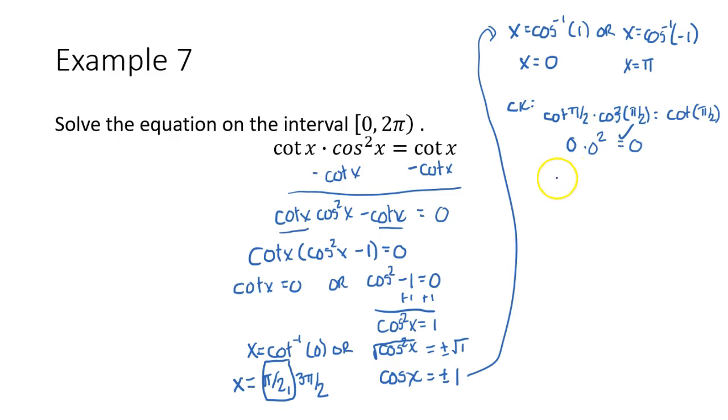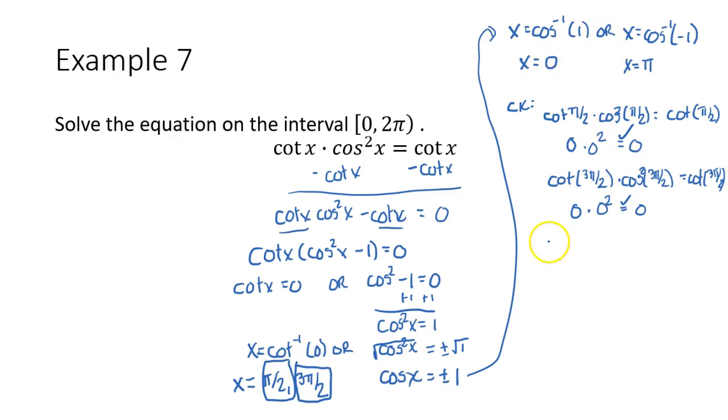Now let's check 3 pi over 2. You'll see the cotangent of 3 pi over 2 times the cosine of 3 pi over 2 should be equal to the cotangent of 3 pi over 2. The cotangent of 3 pi over 2 is 0. The cosine at 3 pi over 2 is also 0, so this is going to be 0 squared. And once again, 0 times 0, 3 pi over 2 is also a solution.